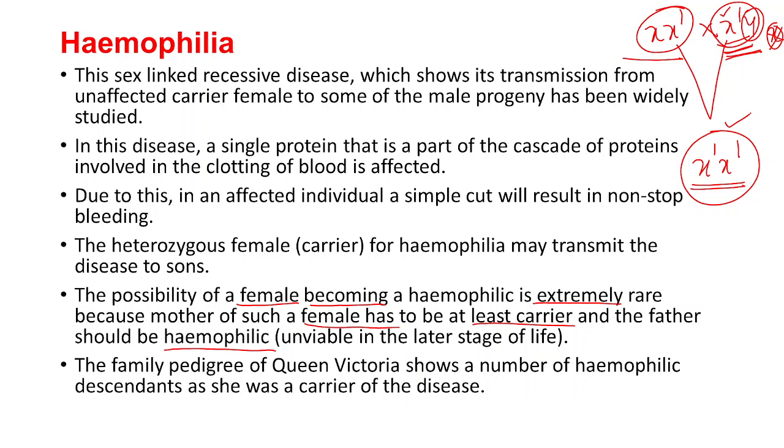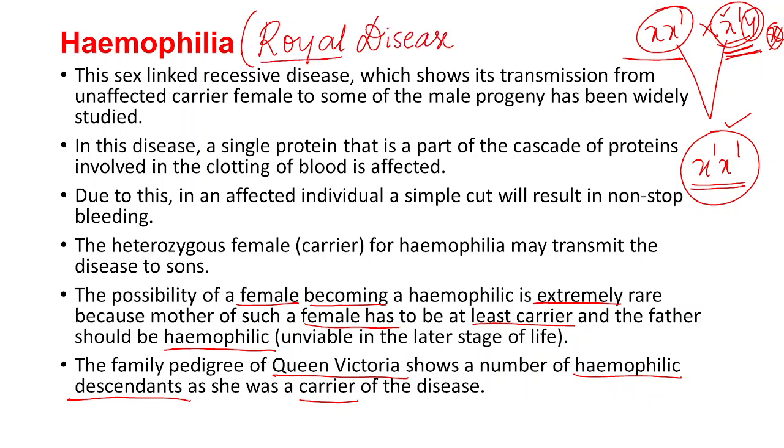Is that clear? Next one, the family pedigree of Queen Victoria. Very important point to be noted here. The family pedigree of Queen Victoria shows a number of hemophilic descendants as she was a carrier. Hence, this disease is also called royal disease, because this disease was found in the royal family.